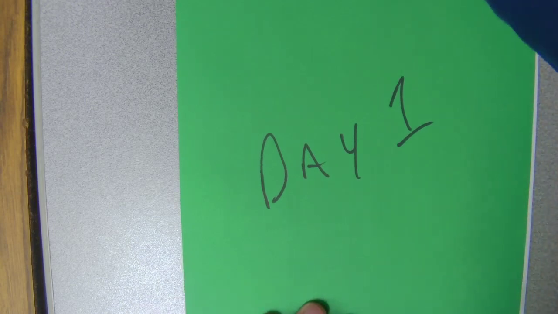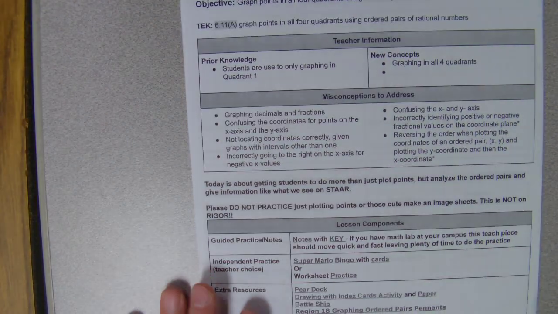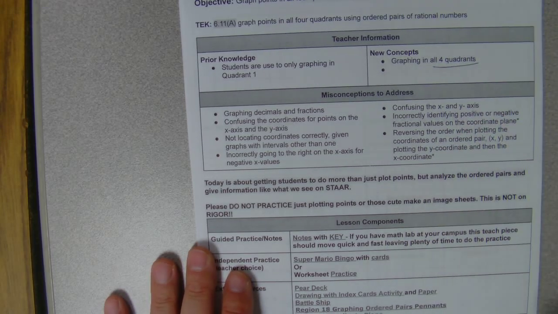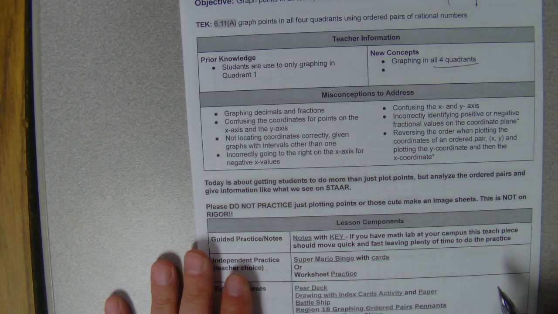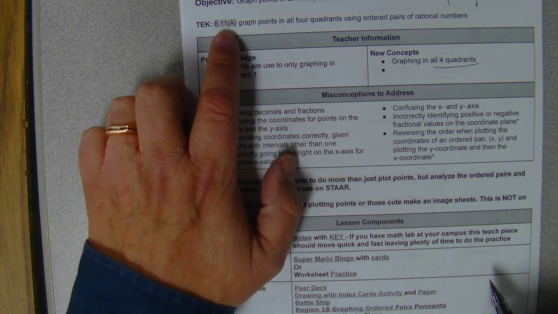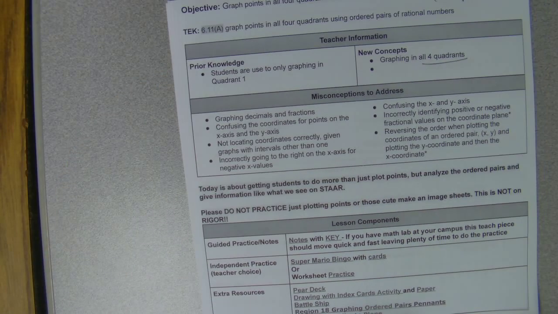Okay, let's get started on day one of graphing a coordinate grid. And this will be in all four quadrants. Yes, I said day one. Graph points in all four quadrants using ordered pairs of numbers. This is TEAC 6.11a. Alright, so let's get started.